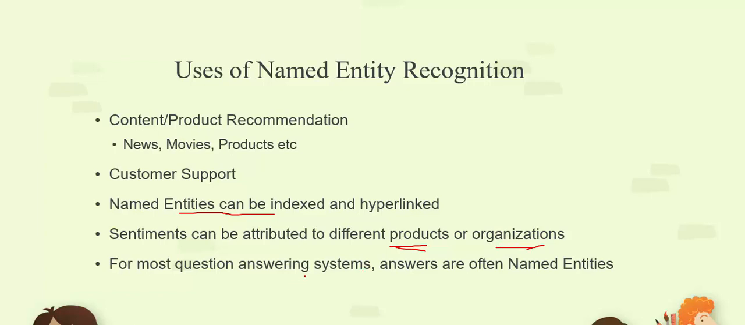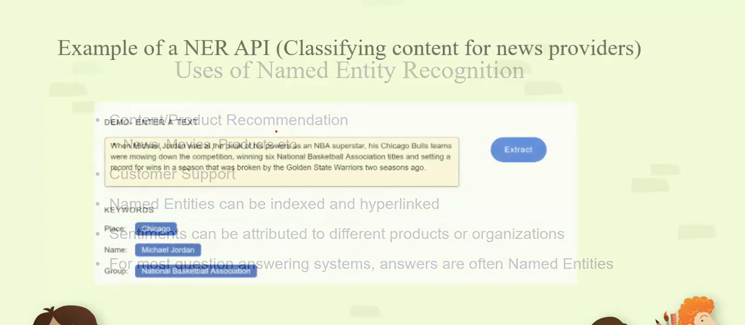And for most of the question answering systems, the answers are often named entities. So for example, say we have a question answering system which answers certain queries, like when did the First World War happen, which countries took part in the First World War. These are some of the questions, and these answers are almost always invariably named entities. So these are some of the uses of named entity recognition.